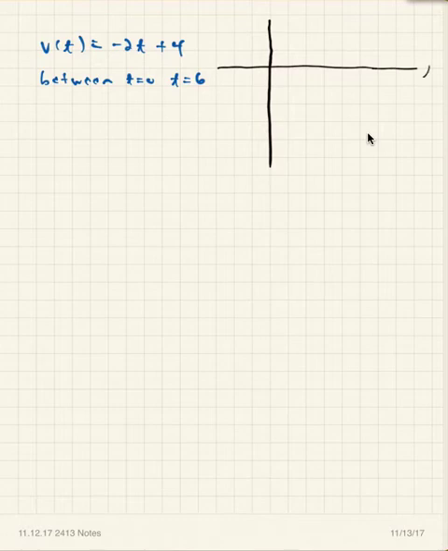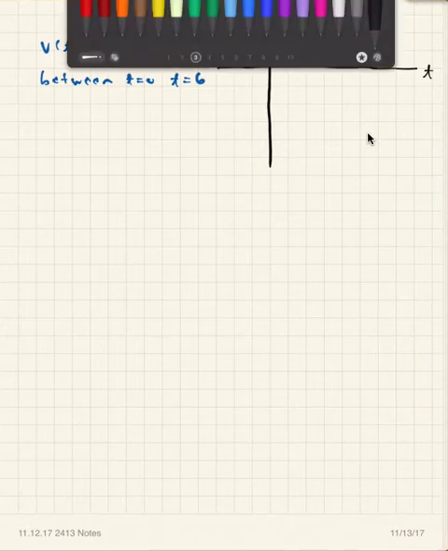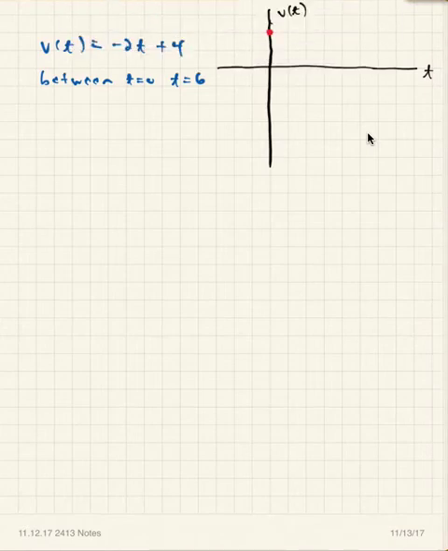All right, so here's our t-axis, and then this is our velocity axis right here. And what are we given? At time 0, just plugging numbers in here, the velocity is 4, and at time 6, it is negative 8. So that might be right here, that's at 6, negative 8 right there. And so if you graph the velocity function, it looks like that.